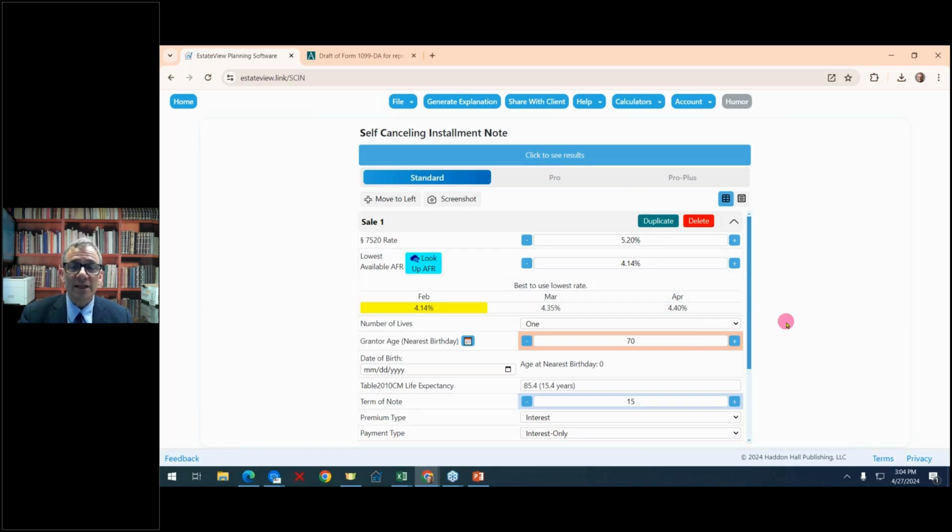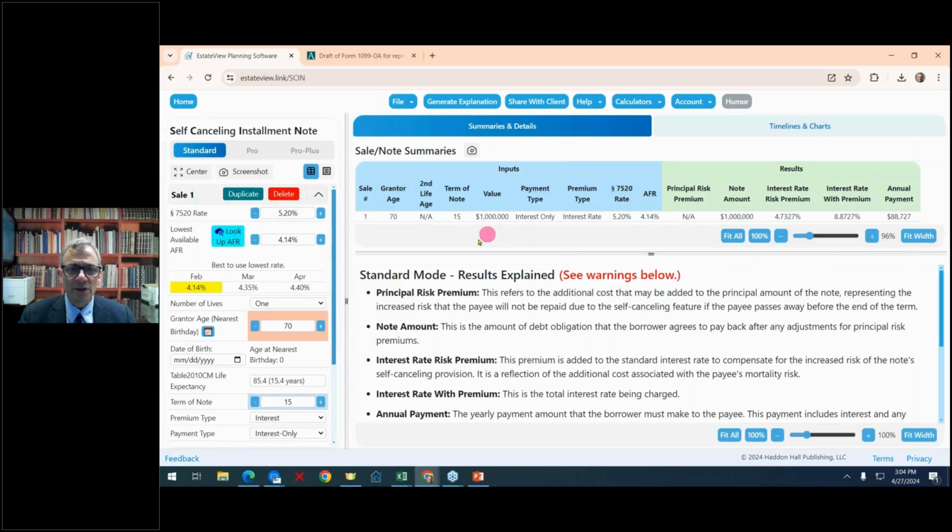What interest rate will the note need to bear to take into account the risk of death? In other words, if I'm going to do this arrangement with my daughter, she's going to have to pay me a higher interest rate to take into account that if I die during the 15 years, she won't have to pay me at all. I click to see results.